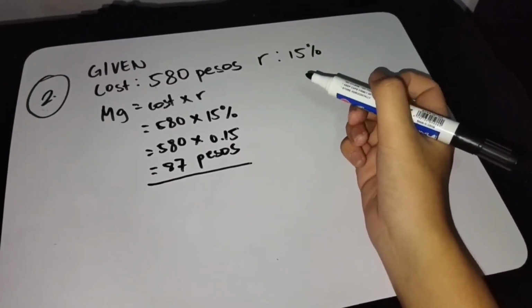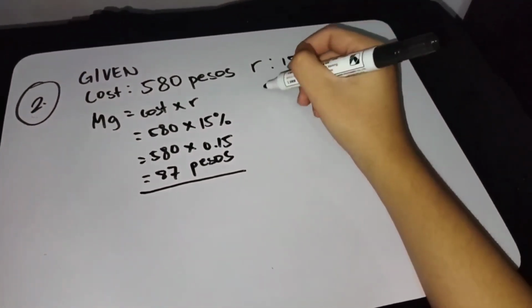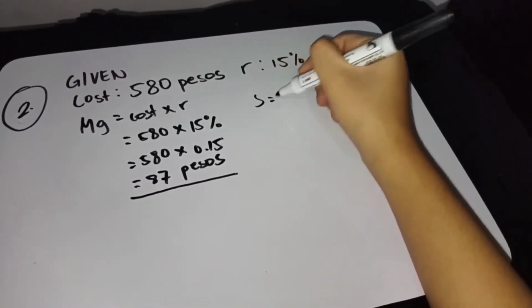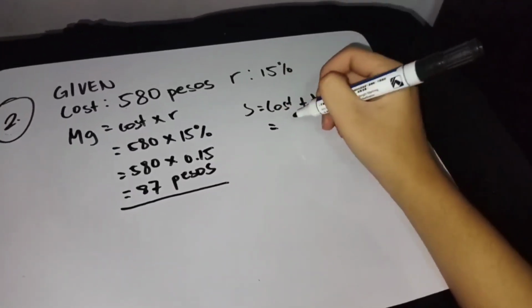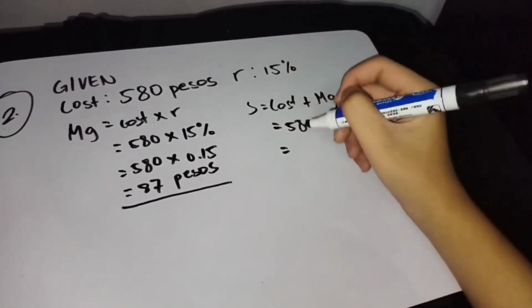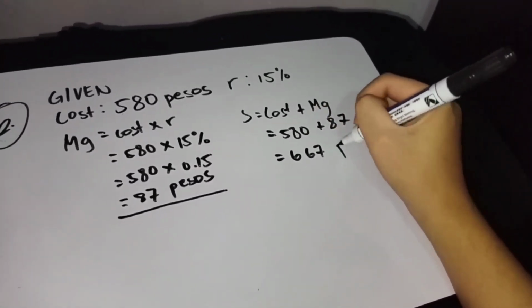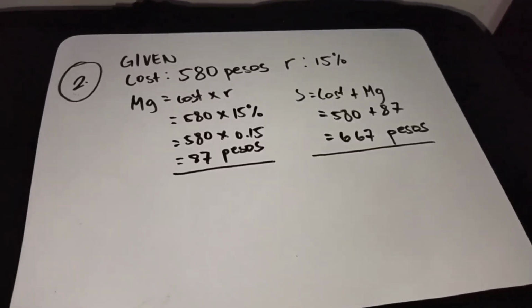But what is being asked is the total price. So, we need to use the formula to get the selling price, that is cost plus MG. That's easy too. 580 pesos plus 87 pesos would equal 667 pesos. So, that is the selling price of the cake.